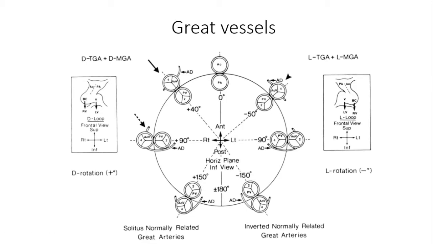So when the great arteries arise from the corresponding ventricle, it is called concordance. From the opposite ventricle, it is called discordance. Similarly, when the right atrium opens into the right ventricle, it is called atrioventricular concordance. However, if it opens into the left ventricle, it is called atrioventricular discordance.